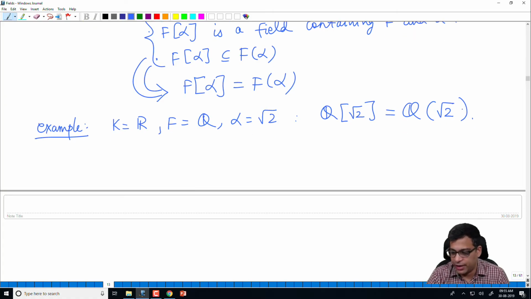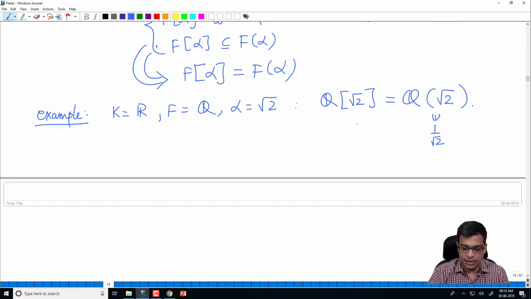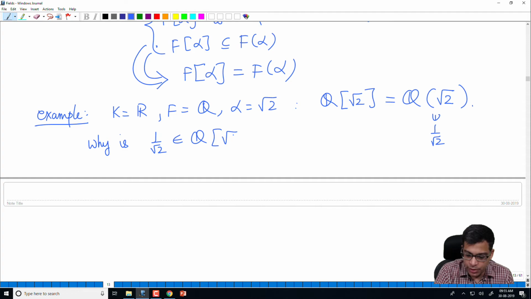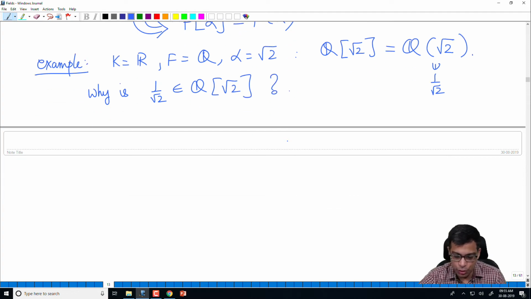On the face of it, Q(root 2) clearly contains more elements than Q[root 2]. For example, 1 by root 2 is here. This only consists of things which are polynomials in root 2. How can 1 by root 2 be there? But we are saying it is there. So let's understand why 1 by root 2 is in Q[root 2].